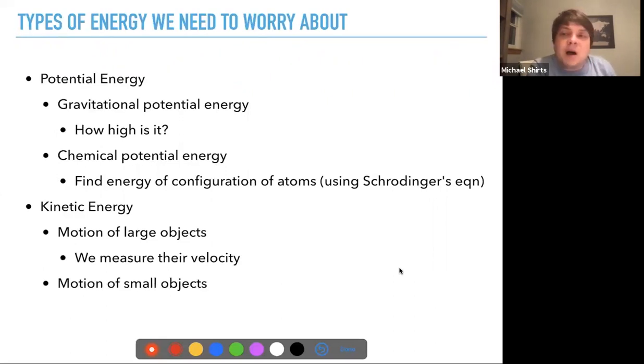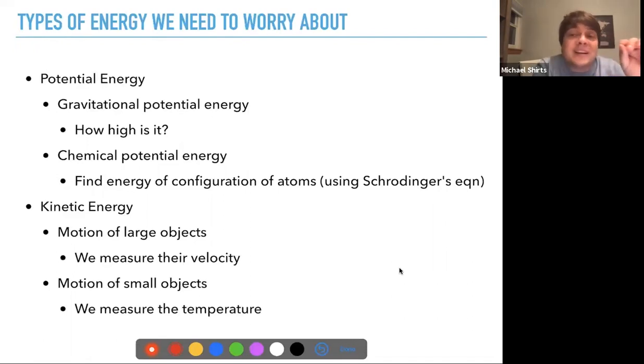But for the motion of small objects, the kinetic energy matters as well, all the wiggling and jiggling of the atoms. And so what we use to measure that is the temperature. So we can measure kinetic energy if it's big just by measuring the velocity and knowing its mass. If it's small, we only have to measure the temperature. And that's essentially telling us what the kinetic energy is.